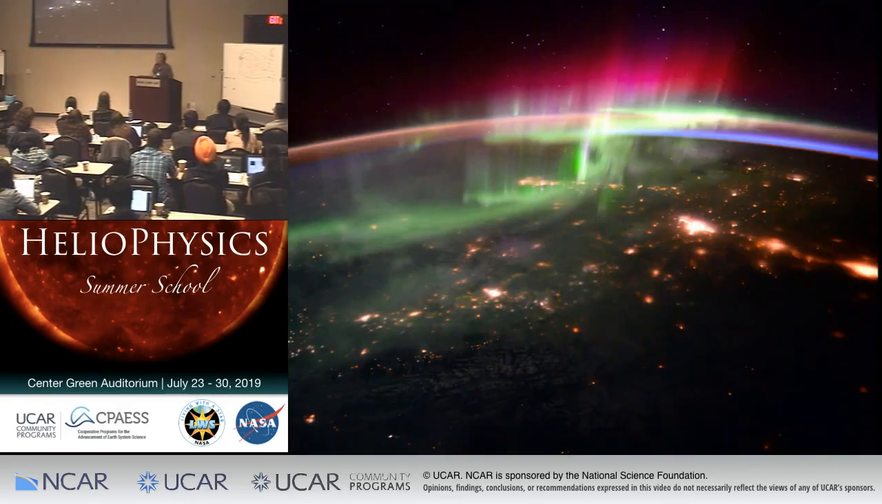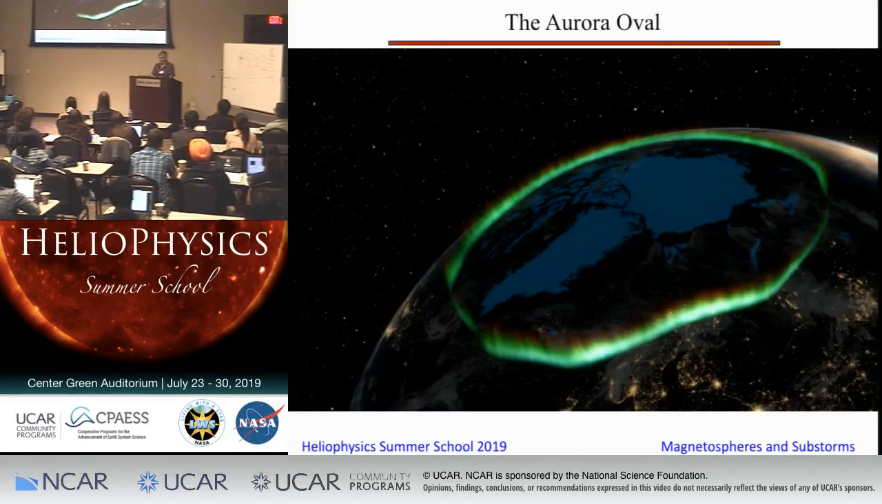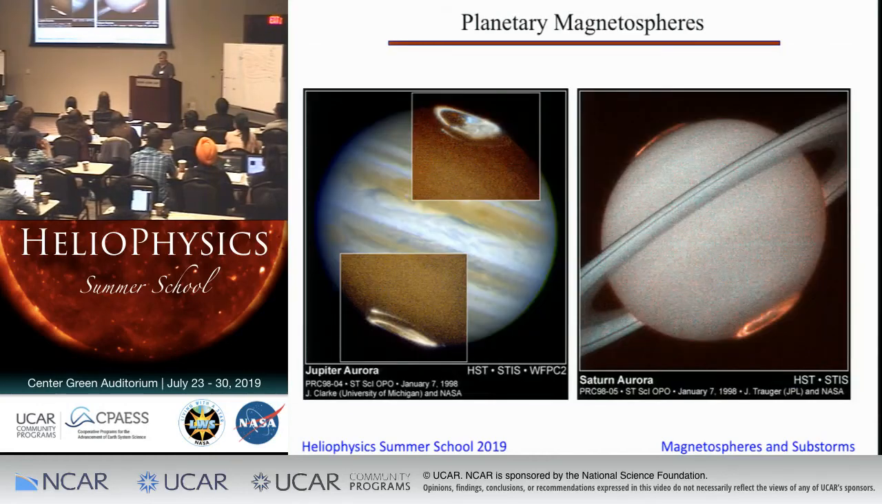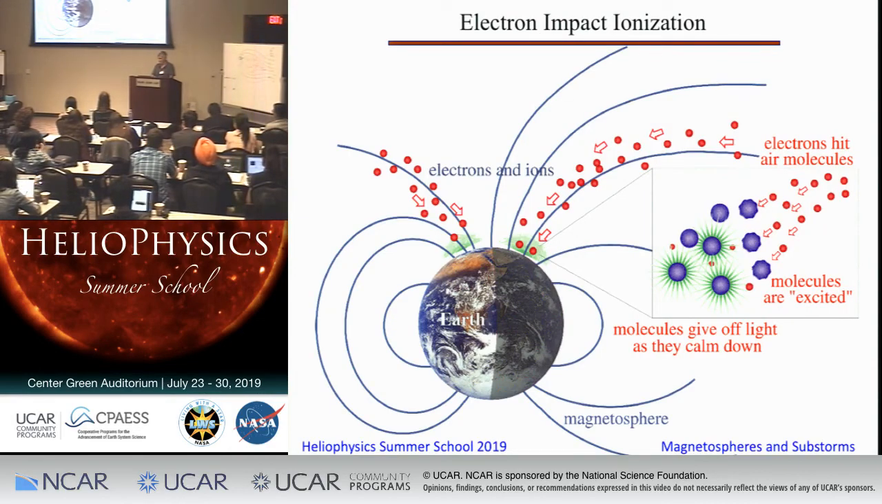Let me just show you a few more nice pictures of aurora. This is what it looks like from space. I think that's an artist's imager. It's a universal process. You see them on Jupiter and Saturn. So this aurora is not something that just normally happens. Let me talk about where the light is coming from, just so you understand this.